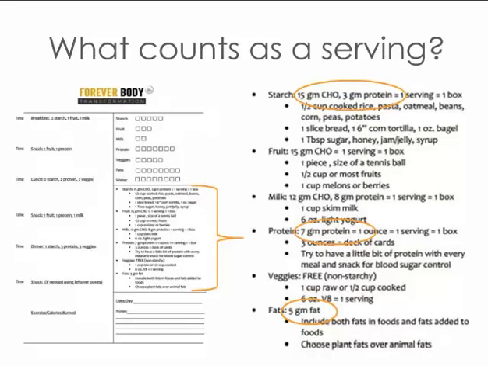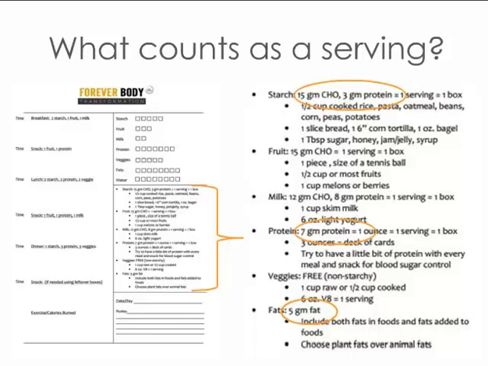First, what counts as a serving? You'll remember that this section of the food tracker is a brief reminder of what counts as a serving. If we look a little closer, you will see that next to the food group, it will tell you specifically what counts as a serving. For example, next to the food group starch, it says 15 CHO. CHO is an abbreviation for carbohydrate, and 3 grams of protein. So 1 serving of starch equals 15 grams of carbs plus 3 grams of protein.